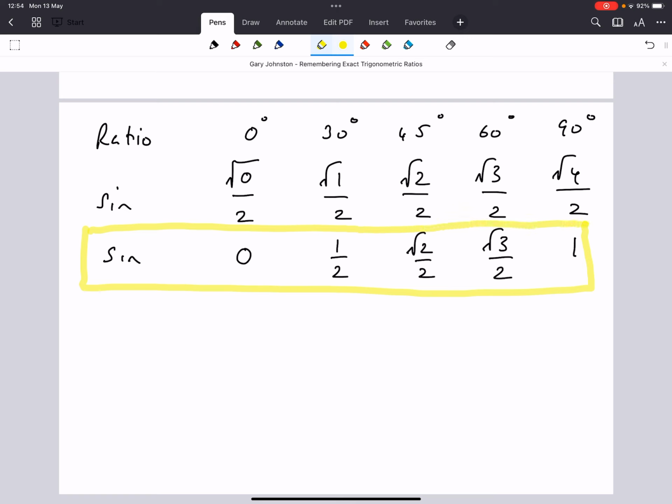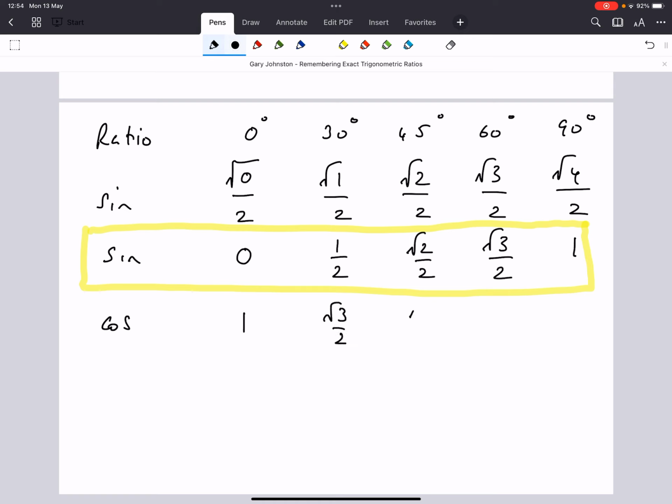Now, that's all you really need to remember because everything else is going to be based on that line for sine. So cos, which is the next ratio in the list, is simply the sine ratios in reverse. So rather than start with 0 and end with 1, we're going to start with 1 and end in 0. So effectively, it's just writing that list backwards. So cos of 0 degrees is 1. Cos of 30 degrees is root 3 over 2.